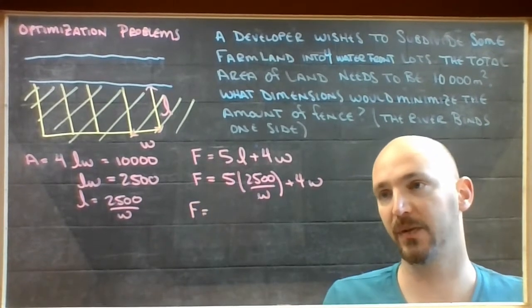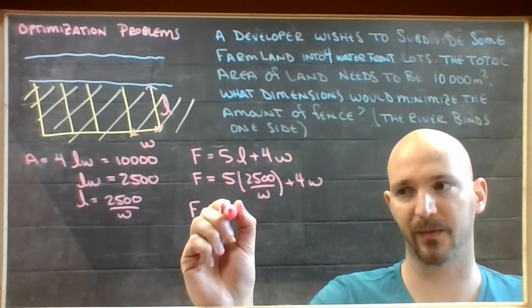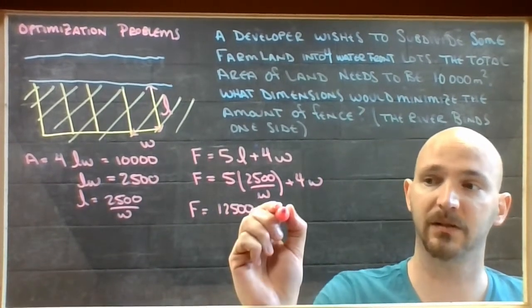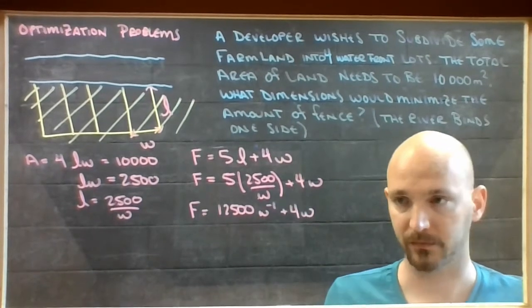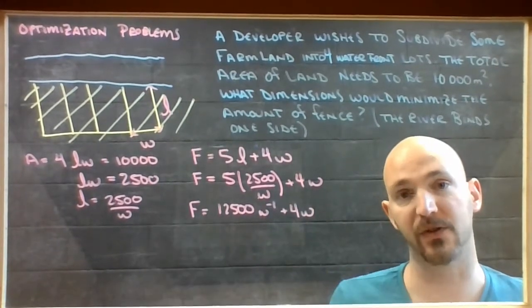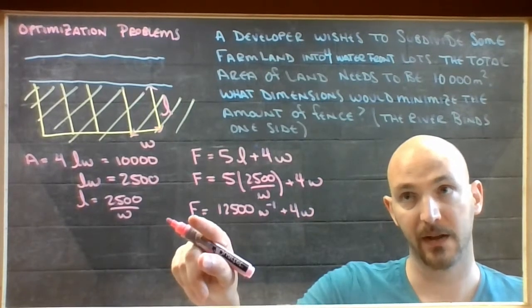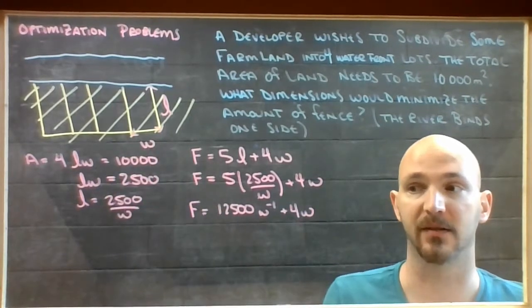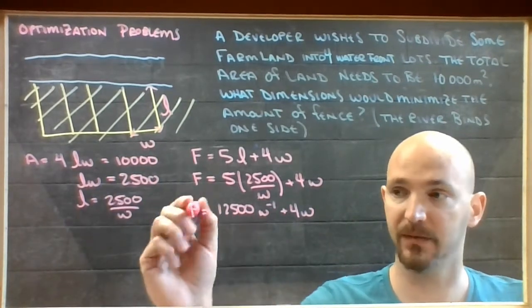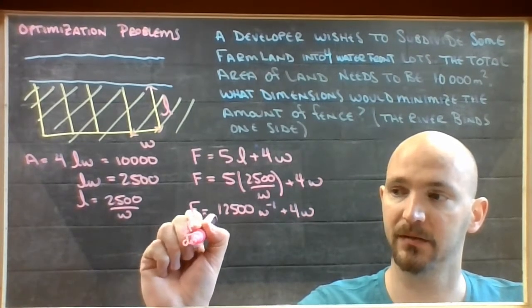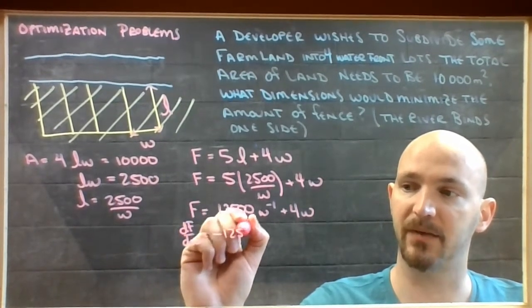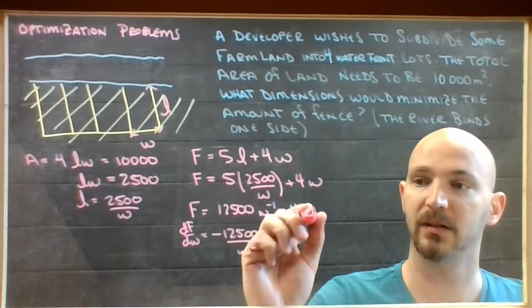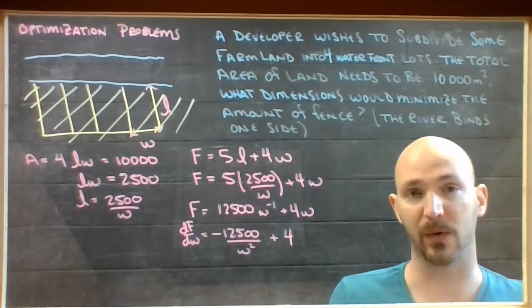Now 5 times 2500 is 12,500. And the W in the denominator is a W to the negative 1. So I turned this equation into an expression for the amount of fence I need in terms of the width of each of those lots. So I can optimize that by taking the derivative. So dF by dW would be negative 12,500 W to the negative 2, which I'm going to write in the denominator. Derivative of 4W is just 4.